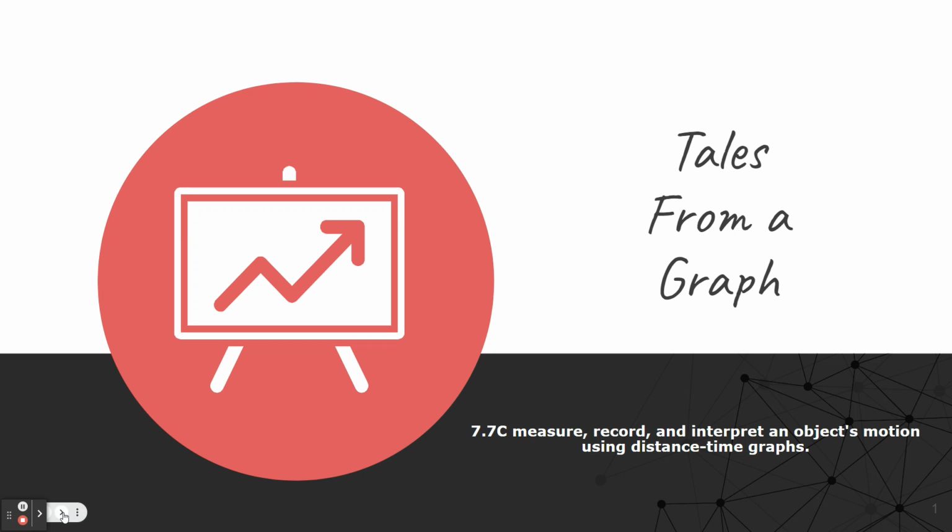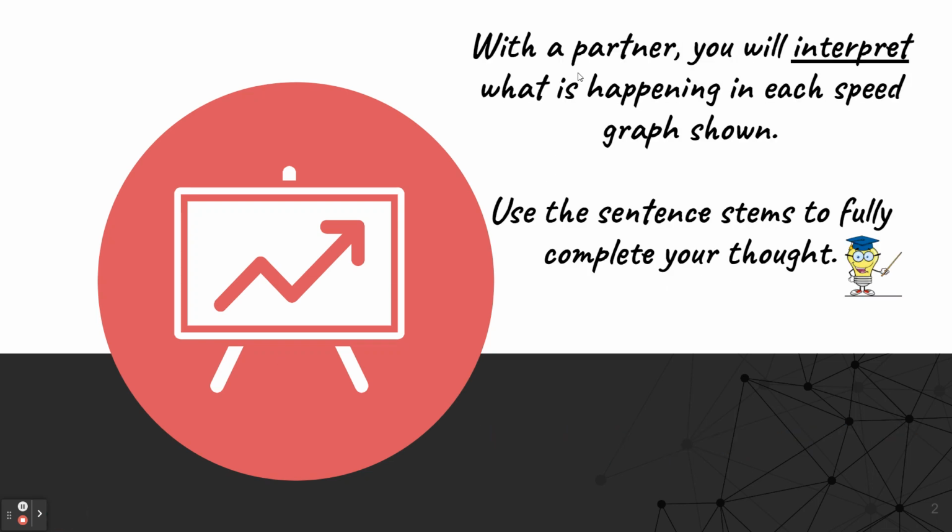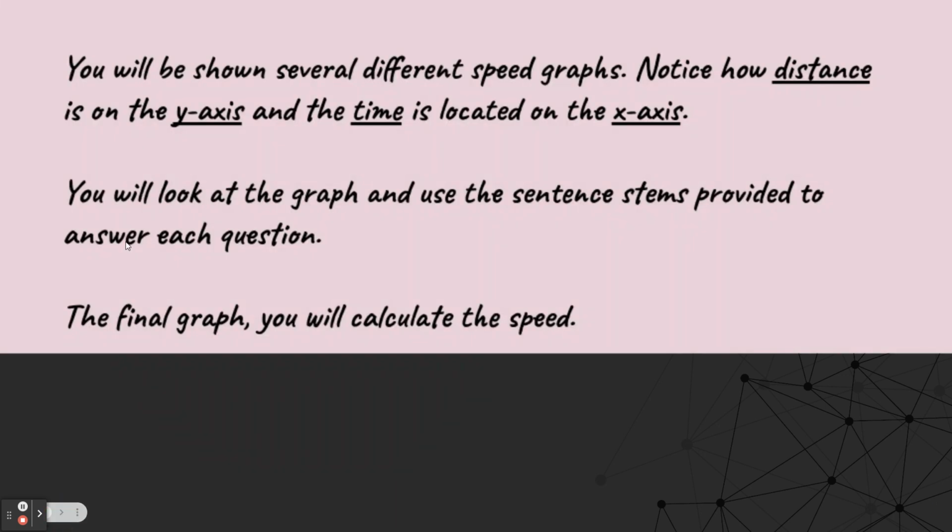When we're going through, it says with a partner, but you can do this on your own. You're going to interpret what is happening in each speed graph shown. Use the sentence stems to fully complete your thoughts, because I want you to answer in complete sentences. You'll be shown several different speed graphs.